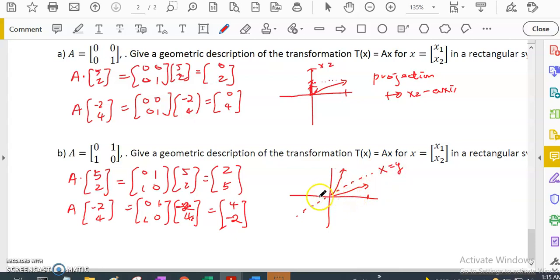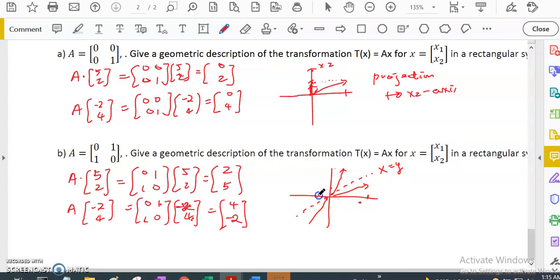If I have -2, 4, it was this one. Now become 4, -2. 4, and then -2. Let's check if it is the same. Yeah. Hmm.